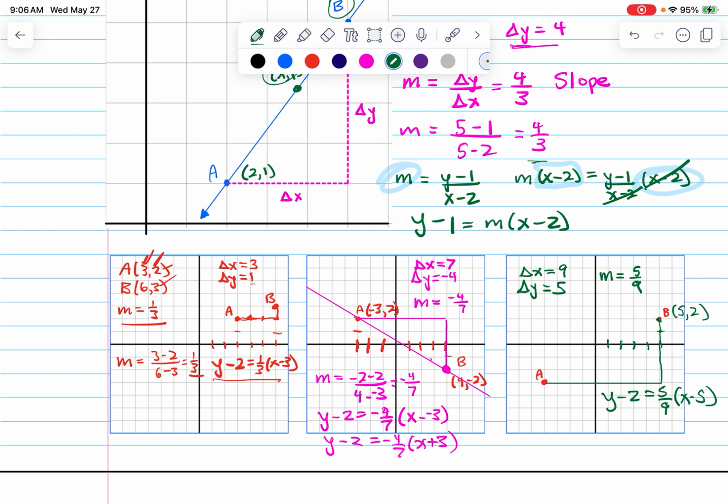So I didn't even need to calculate the point A, what it was. I didn't care what it was. Okay? But that's how you can calculate. That's how you can come up with the equation for a line. You need 1 point and you need the slope.